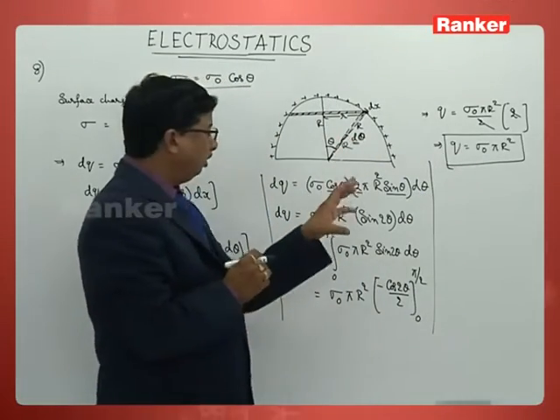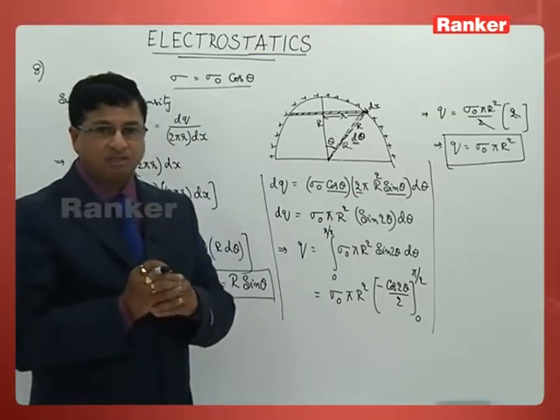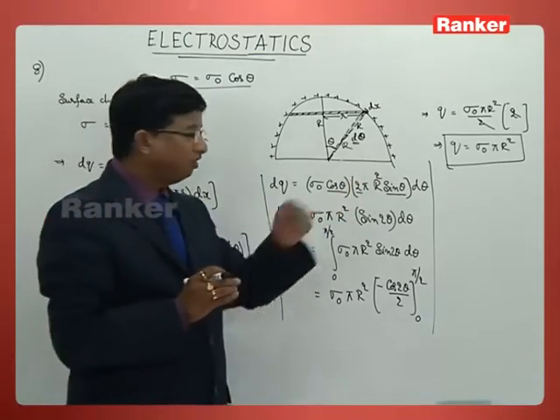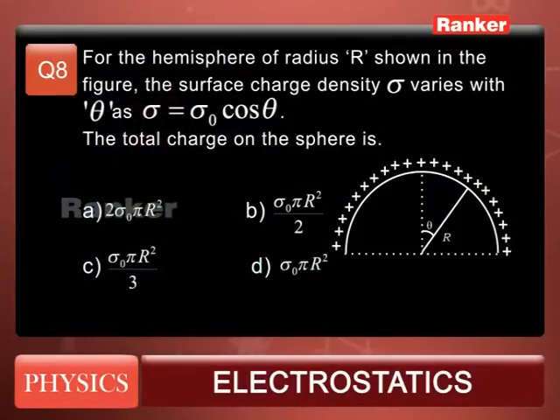And which particular option is coinciding with this answer? Look at the options. Fourth option is exactly the same thing you are getting, sigma naught pi into r square. That is the concept. Therefore, I can take the answer for this one as D. That is the case you have to remember.